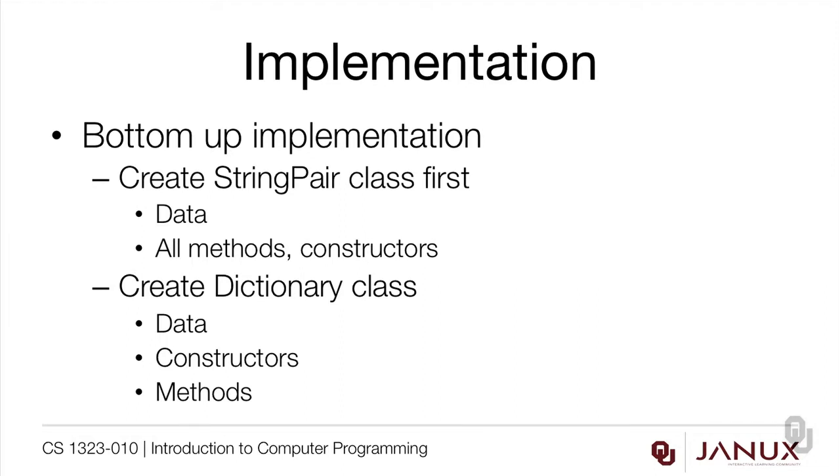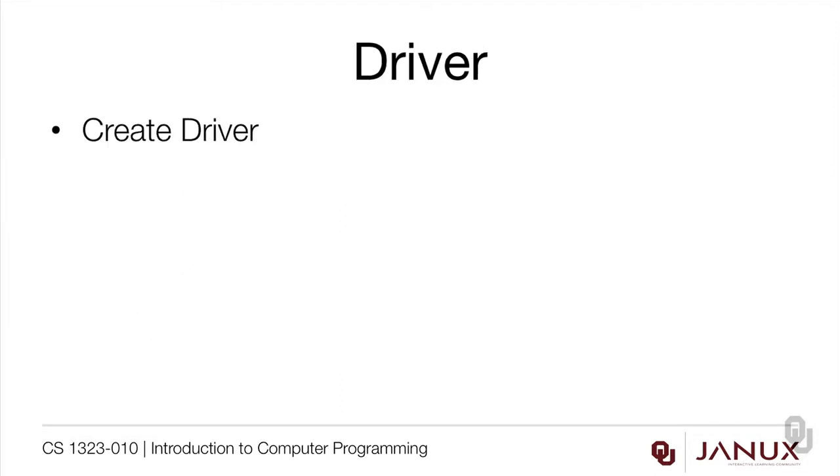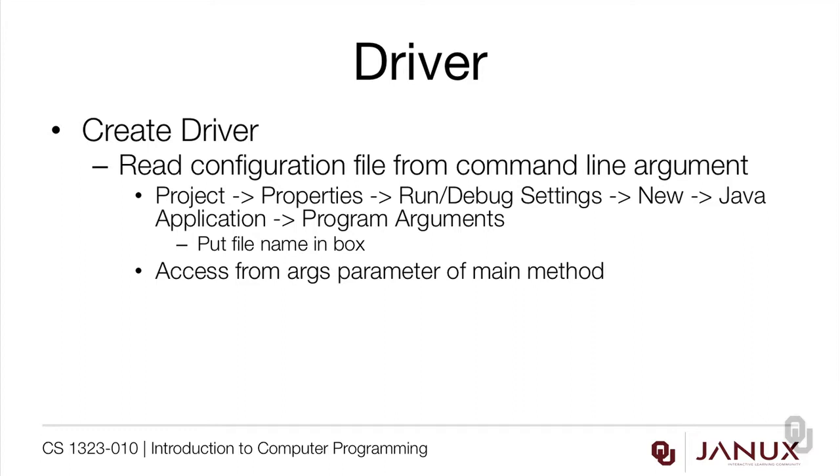So now we've implemented the string pair class and the dictionary class. The last thing that's left to do is to create the driver. So let's think for a minute about what our driver should do. Well, we should read the configuration file. Now, I'm going to show you a trick with the configuration file that you haven't seen before, I suspect. And that's we're going to use a command line argument.